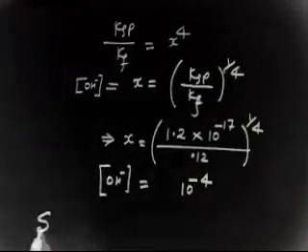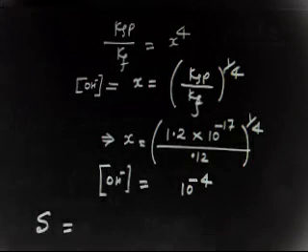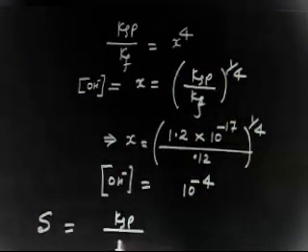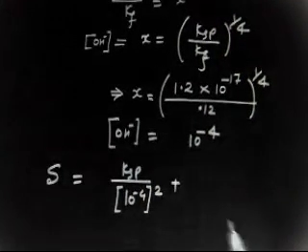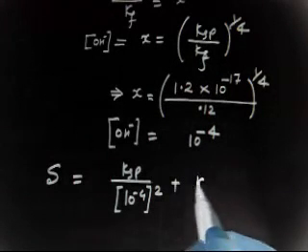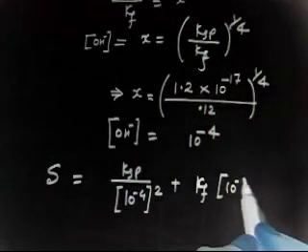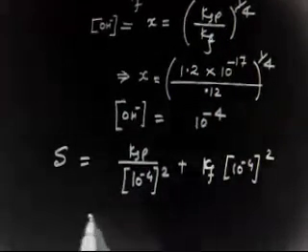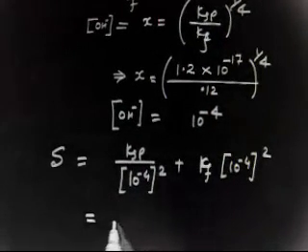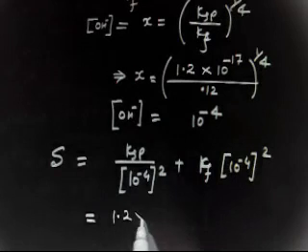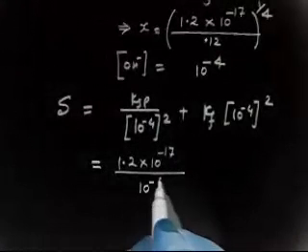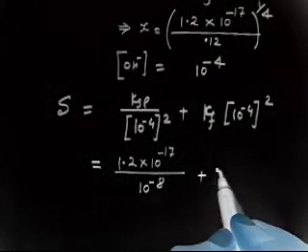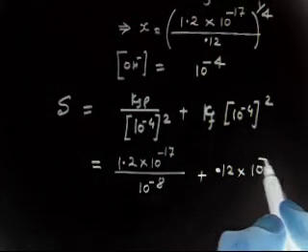What is the solubility S? That I can write as Ksp by x² plus Kf times x². Kf is 0.12. So let us say (10^-4) raised to the power 2, and Ksp is 1.2 × 10^-17, divided by 10^-8. Plus Kf, which is 0.12, into 10^-8.